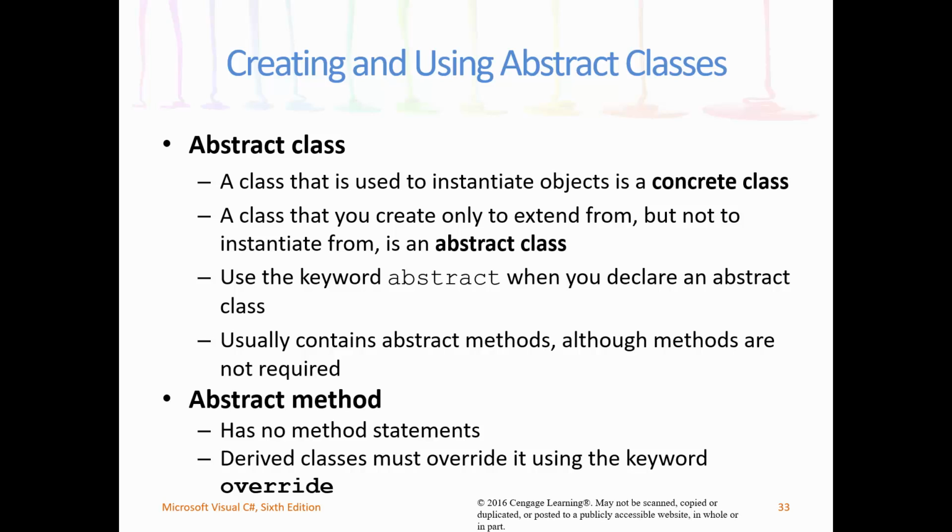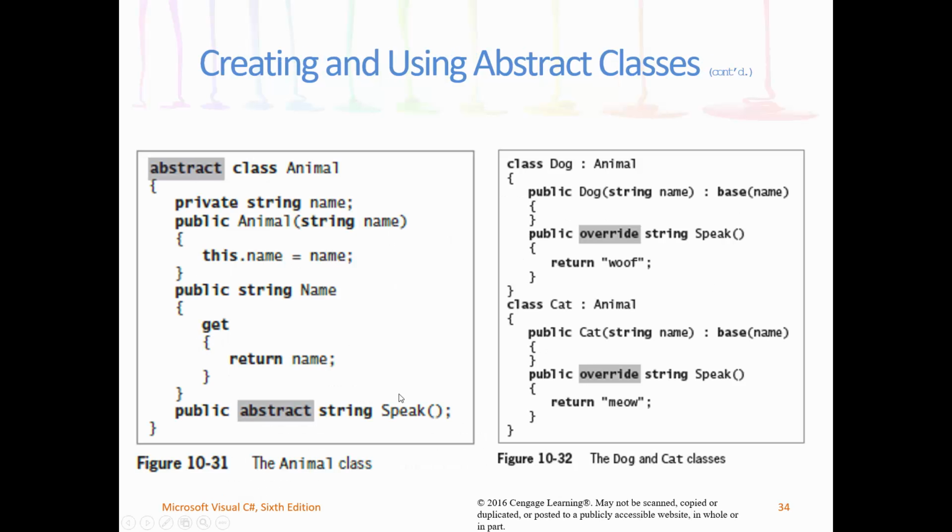All right, when you declare an abstract class, typically abstract classes contain abstract methods, but it's not required. An abstract method, and you'll see this in just a minute, has no statements, but it must be overridden. So in here's my abstract, a good example. Abstract class Animal. So we're saying all animals have a name, and all animals are able to speak.